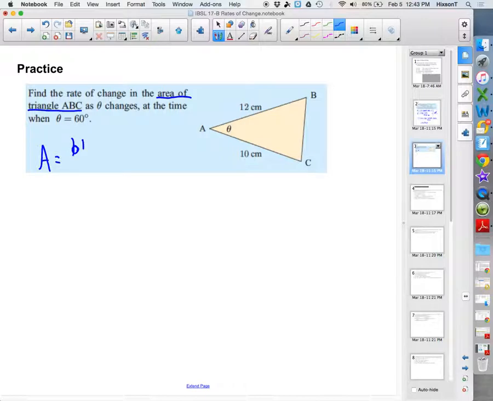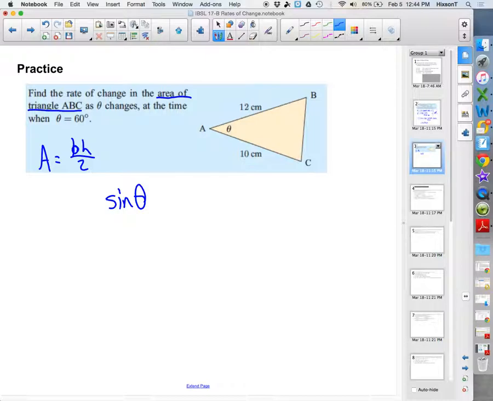Is that going to help us here? No. There's another formula, isn't there? There's a variation on this formula. Do you remember what that one was that involved the angle? Something with a sine. Yeah. It involves sine of theta.